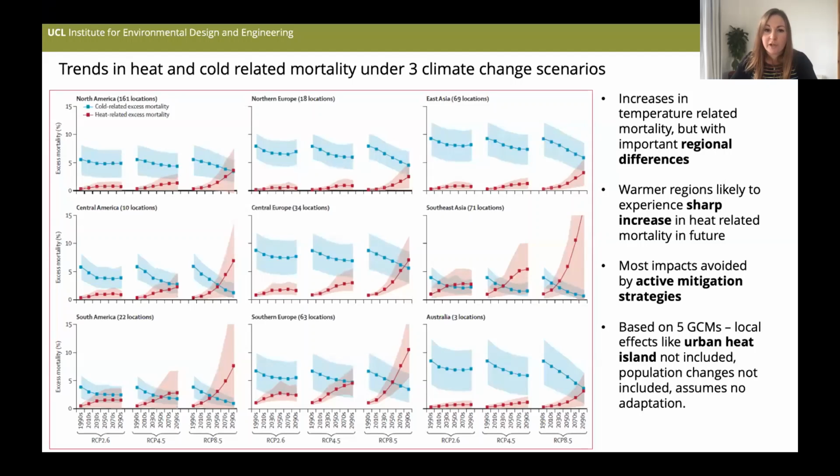And it was based on 5 global climate models as the input data. So for studies like this, there tend to be a number of assumptions and simplifications, which is standard practice. So things like local effects, like the urban heat island, are not included in here, and I'll revisit that in a minute. Also, the population was assumed to continue to be constant in the future, which is not likely to be the case, but it's often assumed to be constant because we simply don't really know enough about how the future populations are likely to adapt to the effects of heat and cold.